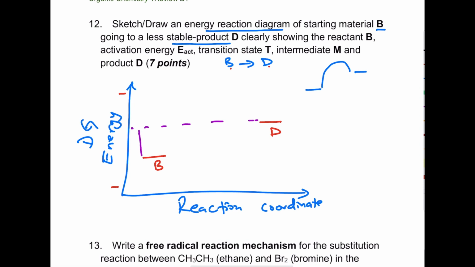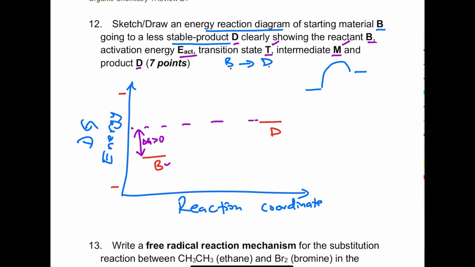Then that energy difference, delta G, is going to be greater than 0. So it's less stable. If it was a more stable product, then you would end up with a product below the starting material. So going to a less stable product D, clearly showing the reactant B, which we have here, the activation energy E act, the transition state T, the intermediate M, and the product D. So we have one intermediate.